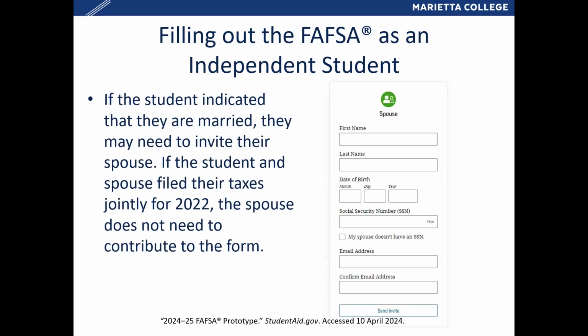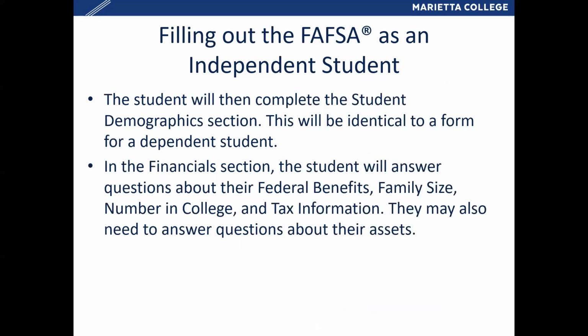If the student indicated that they're married, they may need to invite their spouse. This applies if the student's spouse filed their taxes separately. So if the spouse has a separate tax return, they will be invited to contribute because they will need to provide their own consent and approval and tax info. If the student and spouse filed their taxes jointly for 2022, the spouse does not need to be a contributor to the form. The student will then complete the student demographic section. This is identical to what they would have received if they were filling out the form as a dependent student.